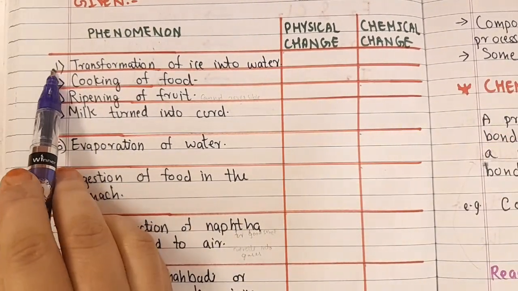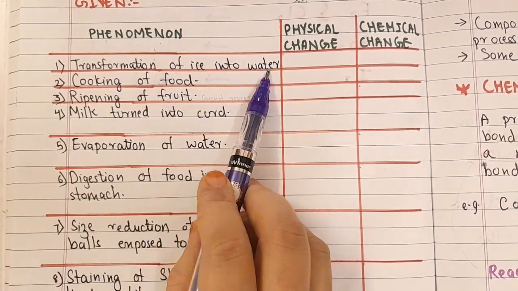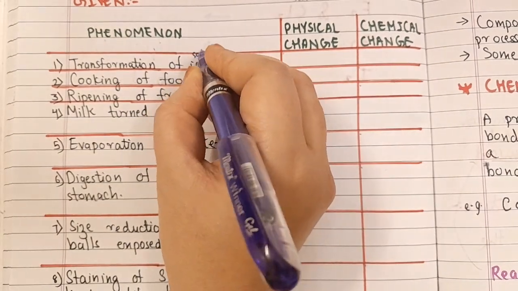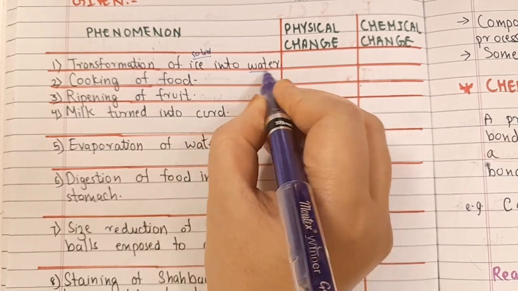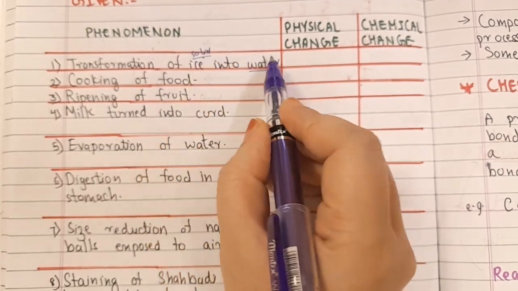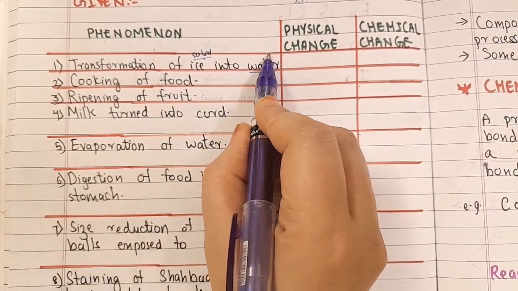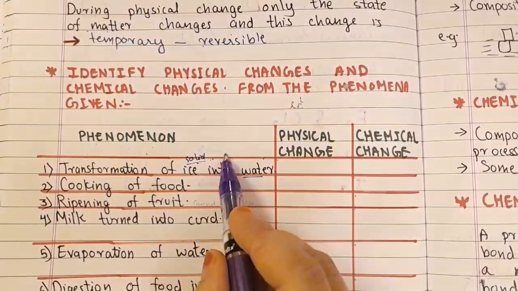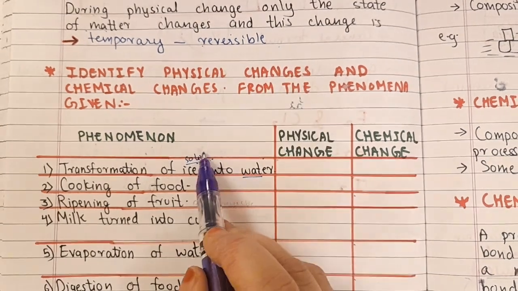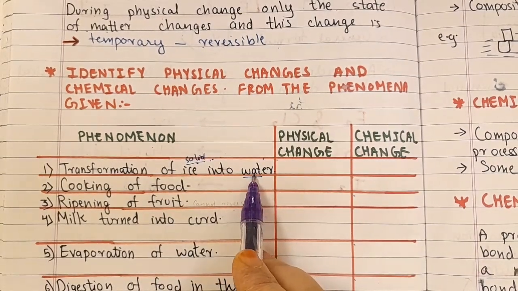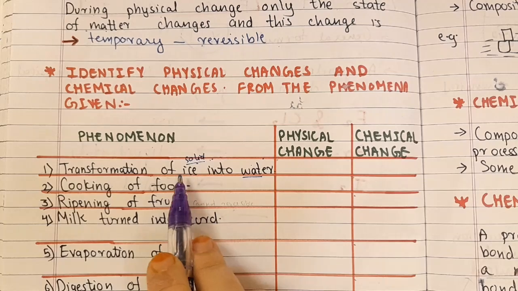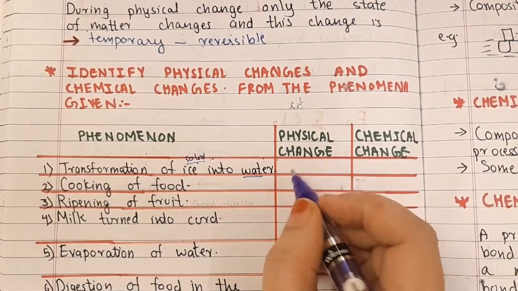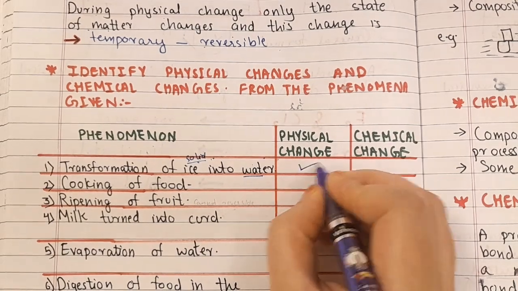First is the transformation of ice into water. Ice is a solid state. Solid can be converted into water, and water can again be converted into solid, that is, ice form. So this change is reversible, a temporary change, and it comes under physical change.